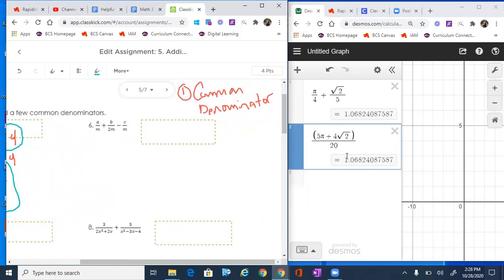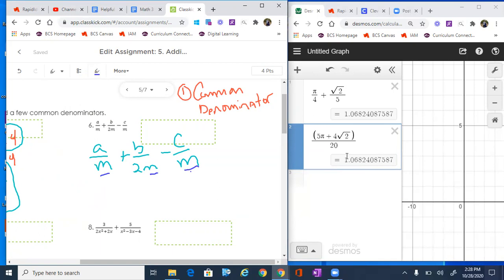So let's find that common denominator, number 6. We're going to have it a little bit more complicated. And it says a over m plus b over 2m minus c over m. This one's not that hard because all it's saying is, hey, we need to find a common denominator. And if we look at it, we'll notice that all of them already have an m. So they all have that in common.